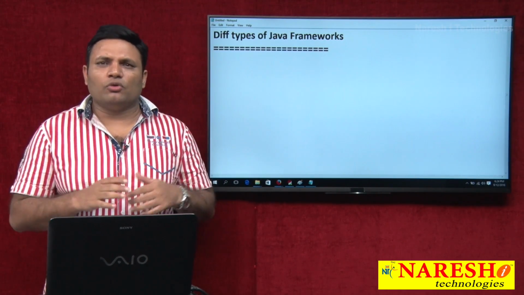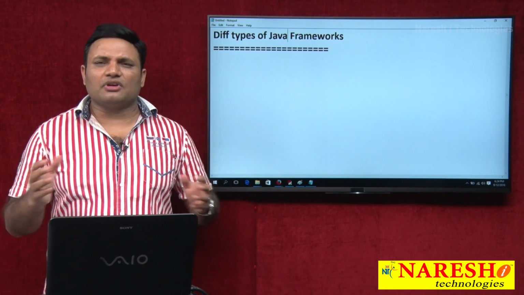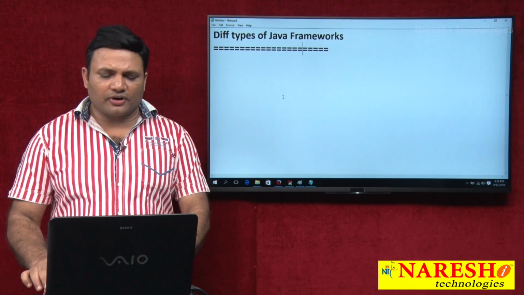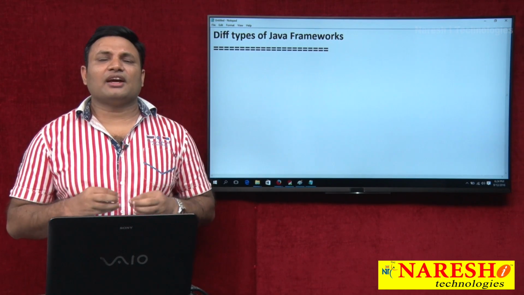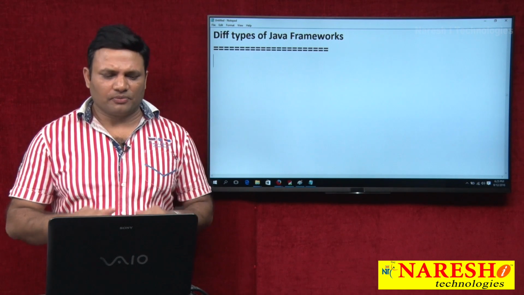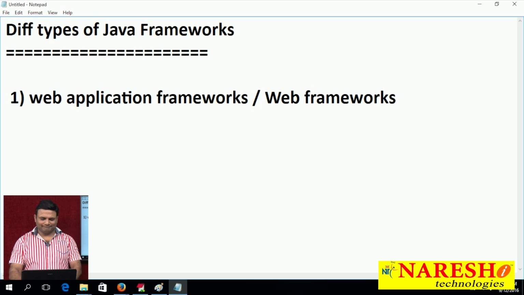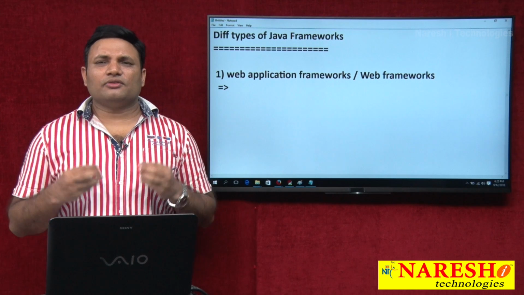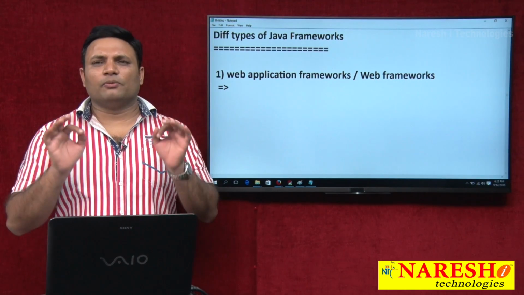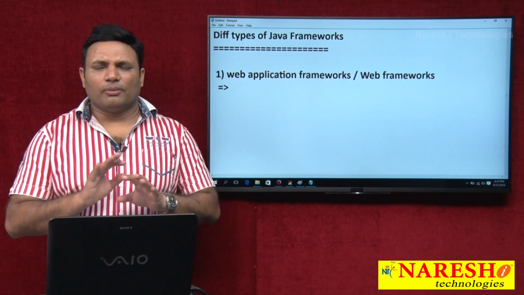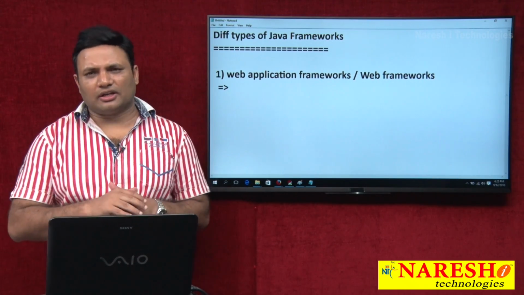But in this video, I would like to talk about various types of Java frameworks that are there in the market. So we can categorize Java frameworks into three types based on the kind of applications we develop. Number one, web application frameworks. Web application frameworks, also we can call them as web frameworks. What's the use of this one? These frameworks are built on the top of MVC, design pattern or architecture, to develop web application fastly and accurately.